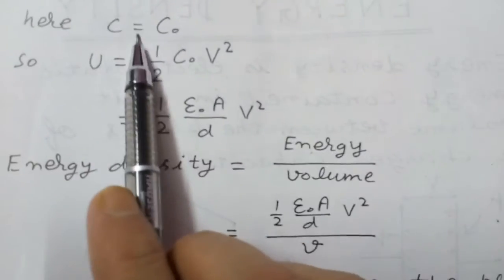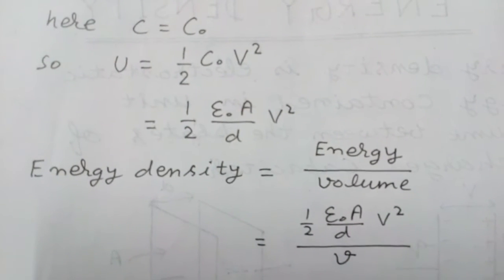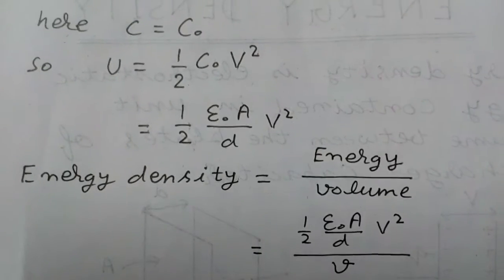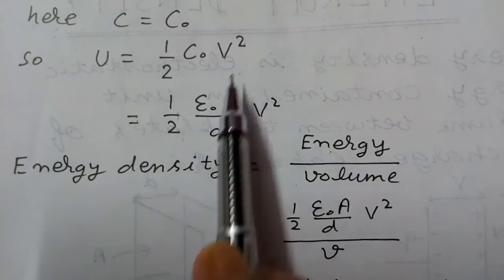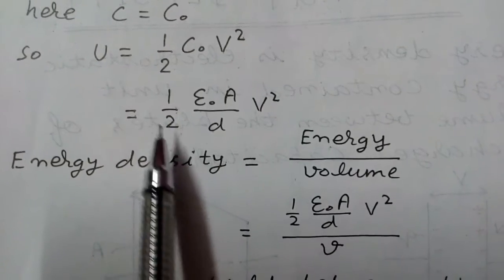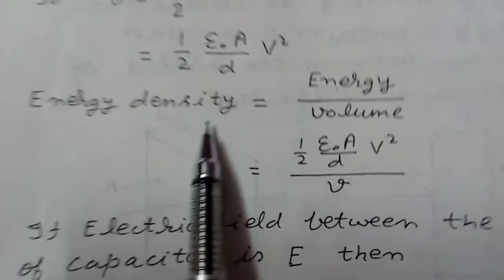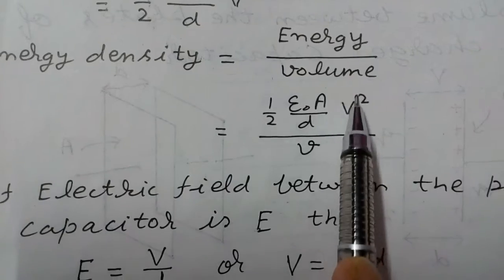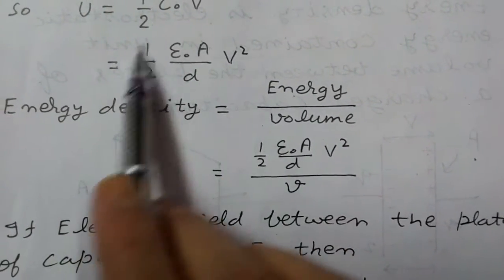Now here C is equal to C naught. So electrostatic potential energy U is equal to half C naught V square. Put the value of C naught. This is equal to half epsilon naught A upon d into V square. Now energy density is energy divided by volume. So divide this total energy U by the volume.